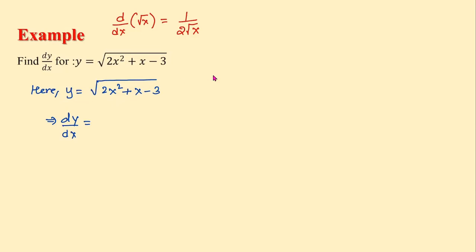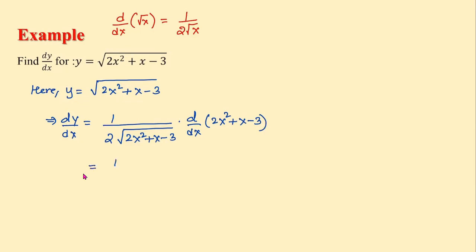The derivative of the square root function is 1 over 2 times the square root of whatever is inside the square root. Then multiply by the derivative with respect to x of the inside function. That's our inside function. So now if we try to simplify this, let's see what we get. 1 over 2 times the square root of 2x squared plus x minus 3.